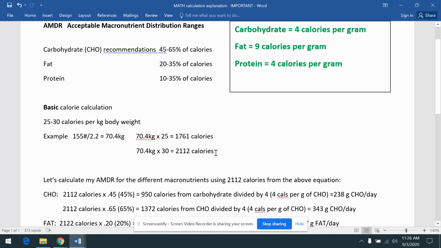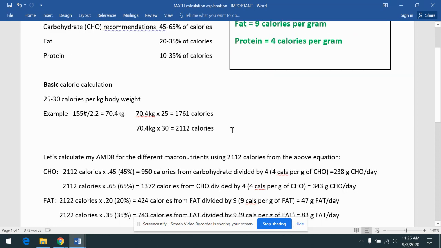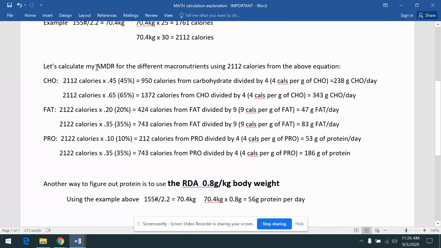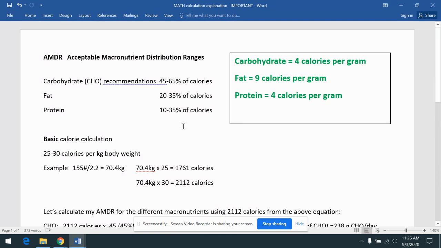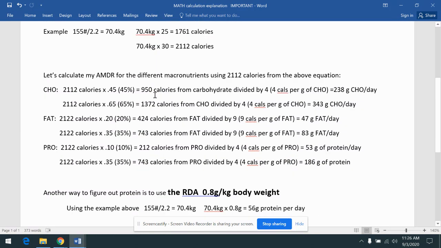So for all of the calculations below that I'm going to go over, I use this higher number of 2,112 calories. So for instance, using that acceptable macronutrient distribution range, I'm going to figure out how many calories I need from carbohydrates and then take it a step further and figure out how many grams of carbohydrate I need per day. So for carbohydrate, I'm going to start with 2,112 calories, and I'm going to multiply by 0.45. Where did I get that number? That's from this AMDR, Acceptable Macronutrient Distribution Range. I come up with 950 calories from carbohydrate.